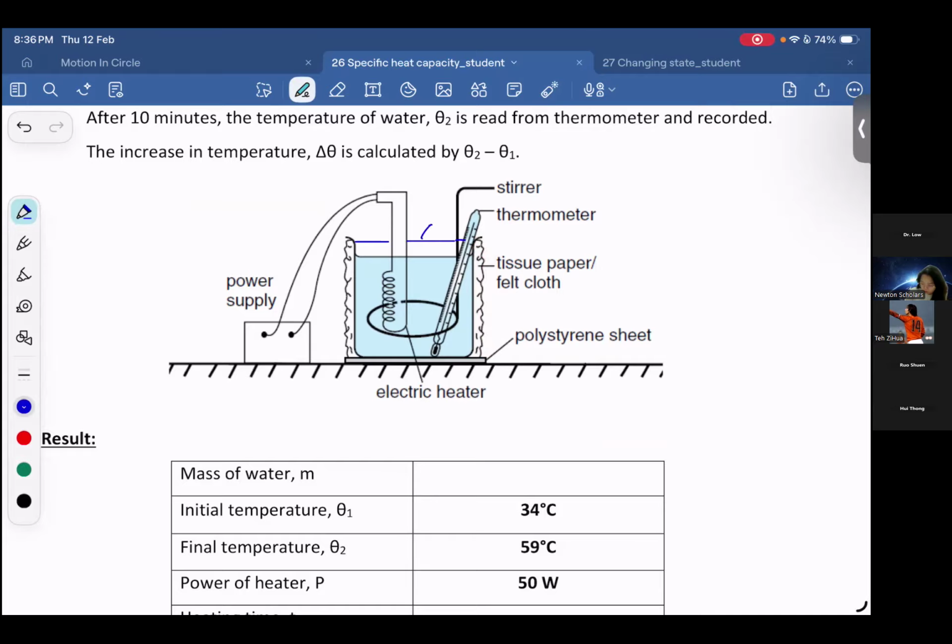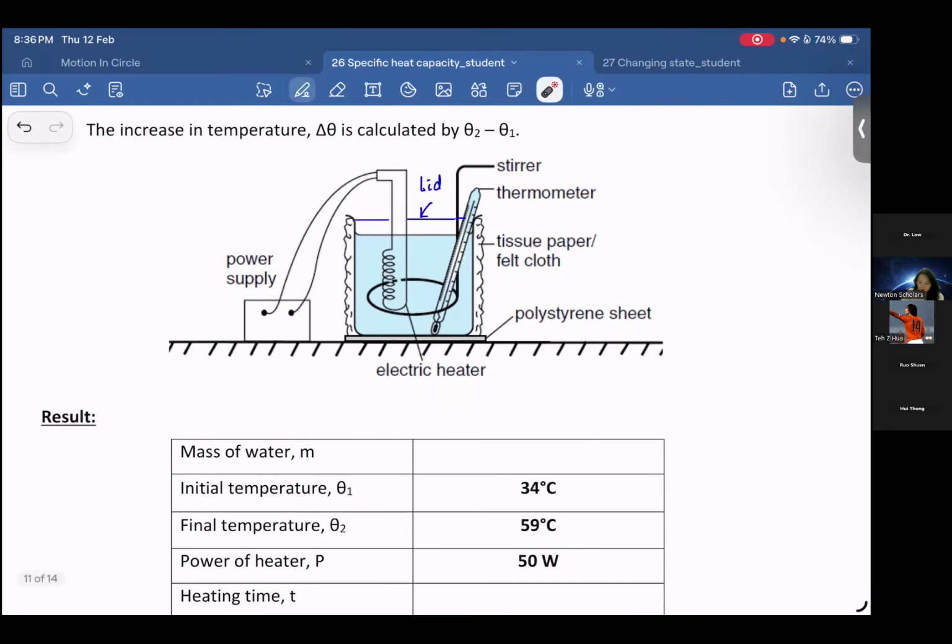You can add polystyrene at the bottom part here as well. We are using a polystyrene cup, not metal. Metal easily conducts heat to the surrounding, to the table. We will have a stirrer, and keep stirring it up and down to make sure the temperature throughout the water is the same.